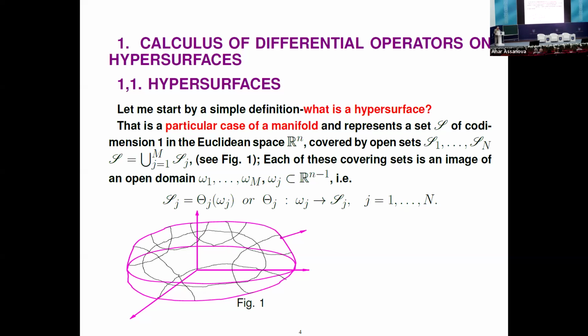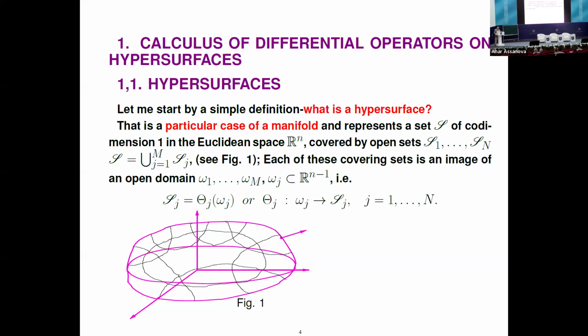And what we have, this surface, is the image of some n-1 dimensional domain with the help of a function theta_i. Theta_i maps Omega_i to C_i. These functions theta are called local immersions. And it's easy to see that their derivatives are tangential vectors. They are tangent to the surface.